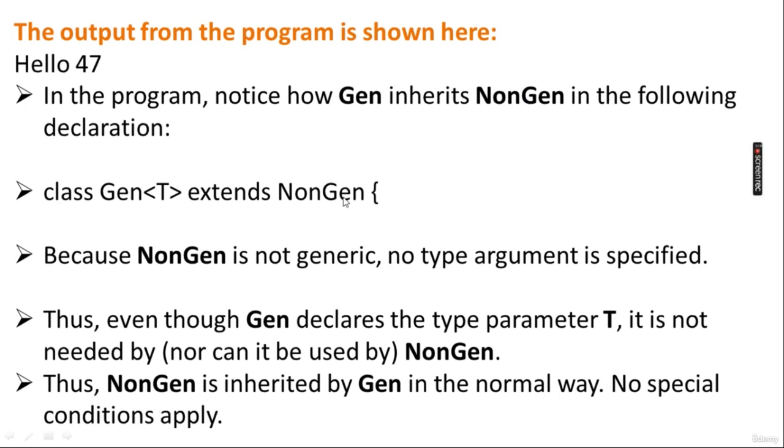Notice how Generic inherits NonGen in the following declaration: class Generic<T> extends NonGen. NonGen is a non-generic class, so no type argument is required. Even though Generic declares the type parameter T, it is not needed by, nor can it be used by, NonGen. First of all, NonGen is a non-generic class, so that type parameter cannot be used by the non-generic class, and this type parameter is not needed at all by NonGen because it is a non-generic class.